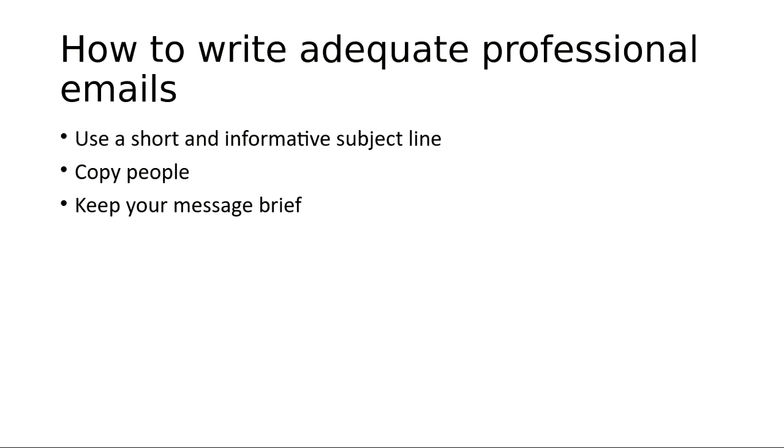how to write adequate professional emails. So use a short and informative subject line that saves the person on the other end of your email some time if they know what the email is about. It's just a good protocol to have for writing emails in professional settings. You definitely want to copy people when it's necessary. That saves time, communicates necessary information. Something that we've been talking about throughout the semester, keep your message brief, write concisely.